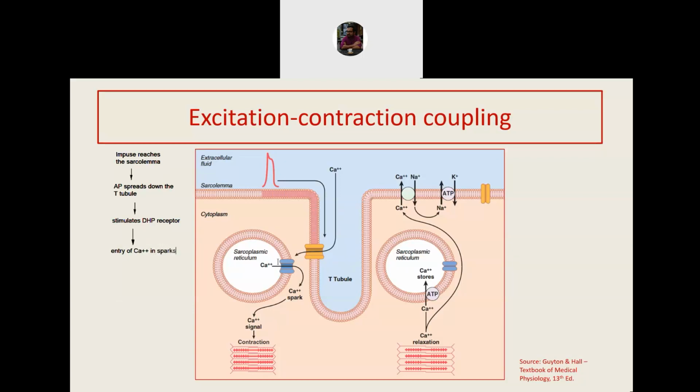And this spark of calcium stimulates another calcium channel, which is known as the ryanodine receptor, present on the sarcoplasmic reticulum or endoplasmic reticulum. So the calcium stimulates the ryanodine receptor in the sarcoplasmic reticulum. Once this is stimulated, more calcium comes out from the sarcoplasmic reticulum, because you know endoplasmic reticulum, mitochondria and nucleus, these three are the storehouses of calcium. So more calcium comes out of the sarcoplasmic reticulum. And this calcium will now cause muscle contraction.